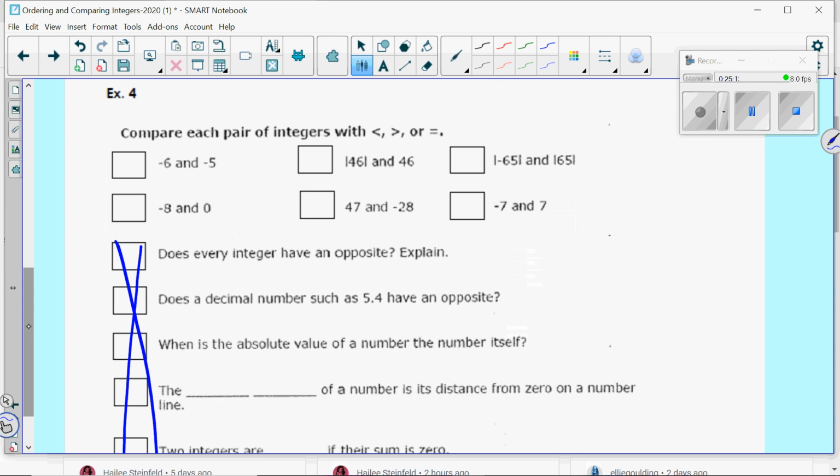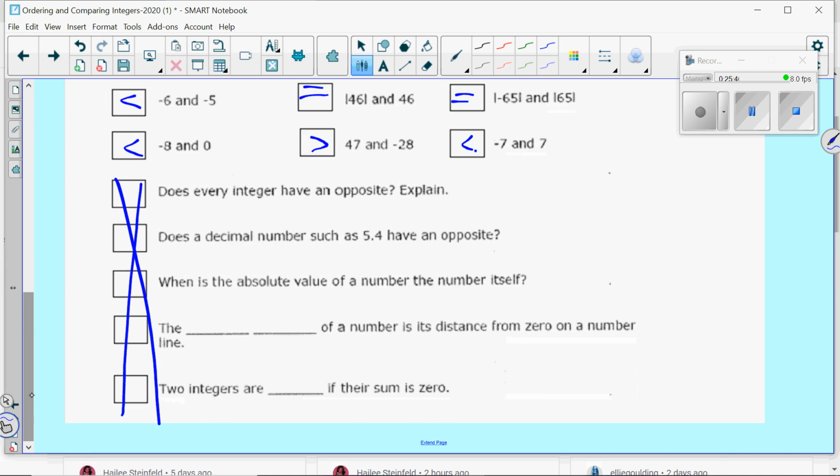Okay, let's compare. -6, -5, my sign was? Less than. Less than. Absolute value of 46 and 46? Equal. Equal, they're both 46. Absolute value of -65 and 65? Equal. -8 and 0. Less than. 47, -28. Any positive will always be bigger than any negative. -7 and 7? Pretty easy, right?